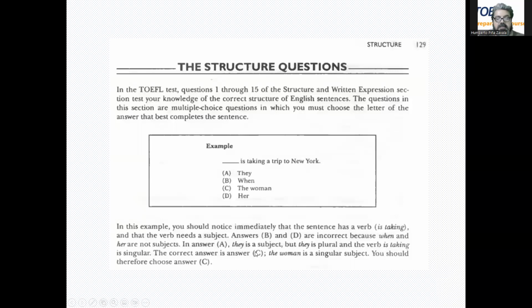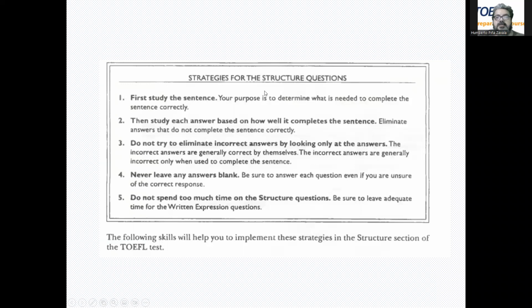The correct answer is answer C. The woman is a singular object, so you should therefore choose answer C. Right? The strategies for the structured questions are: first, study the sentence.